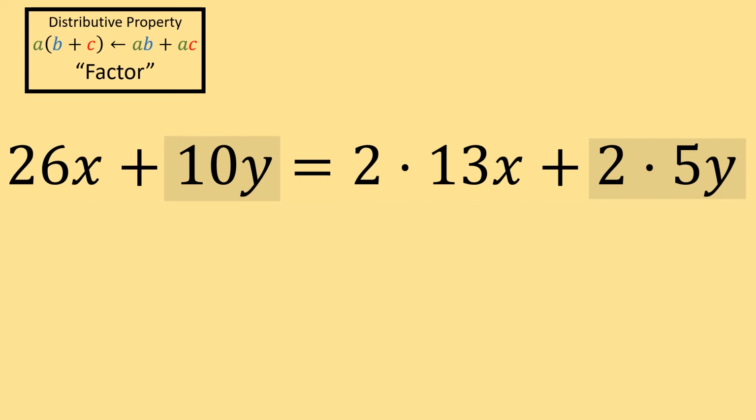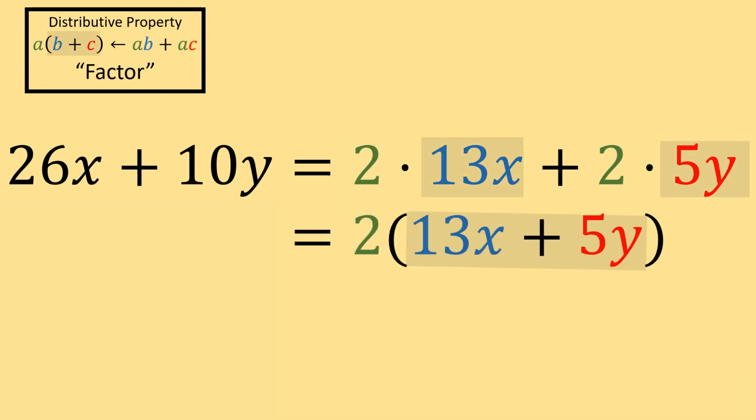And now if we look on the right side, we have 2 times something for each one of our terms. We have 2 times 13x and 2 times 5y. And so 2 looks like our A, and our B and our C values are 13x and 5y. And essentially, when we're factoring, we're kind of going backwards with the distributive property. And so we can pull the 2 out front, and we're going to be left with 13x plus 5y on the inside.